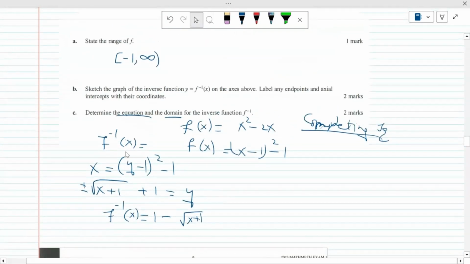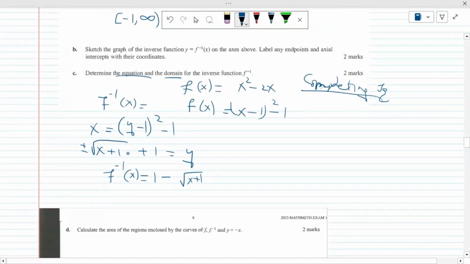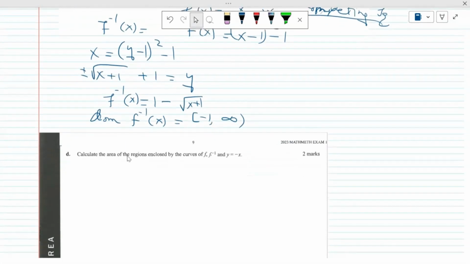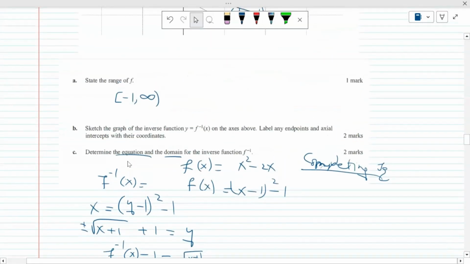So the domain is the range of the original function. That means the domain of the inverse is negative 1 to positive infinity. All right, so now calculate the area of the region enclosed by the curve f of x, the f of x inverse, and y equals to negative x.